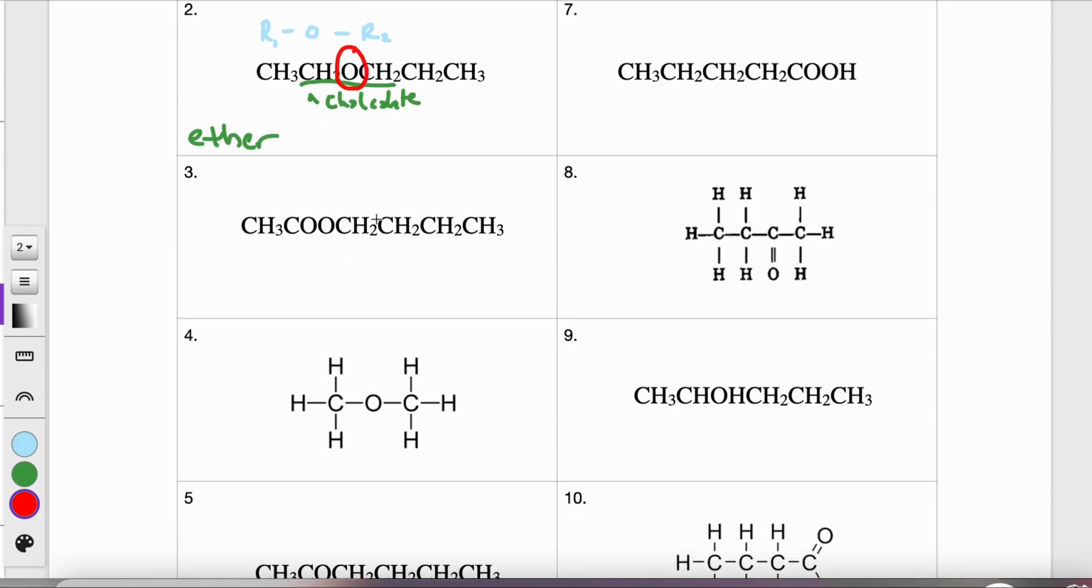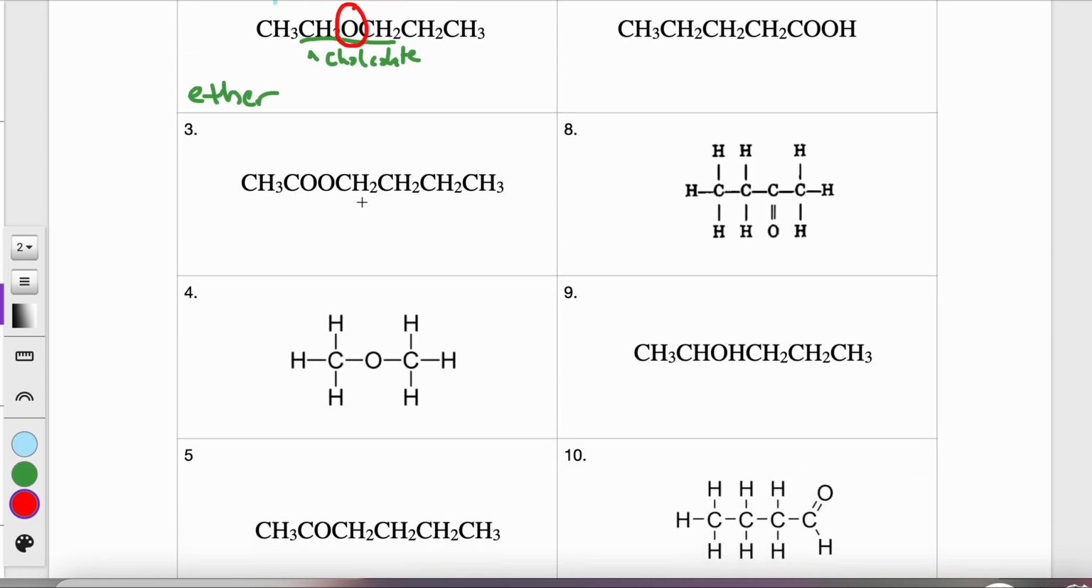Okay, number 3, I see a bunch of carbons and hydrogens, but I see some oxygens. And when I take a look at this, the sequence that I recognize right away is I see cook. Well, who is a good cook? Grandma. So grandma is a good cook. So because I've memorized that, I know that this is an ester.